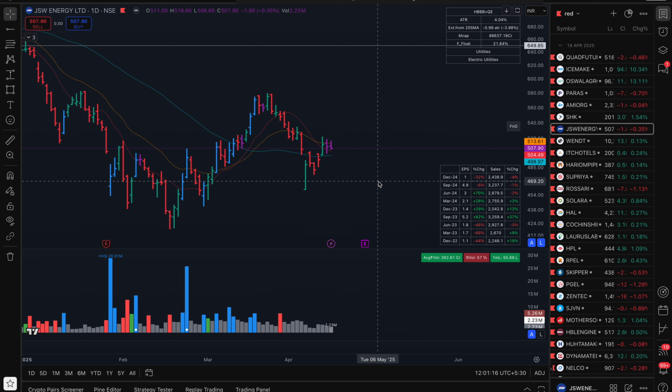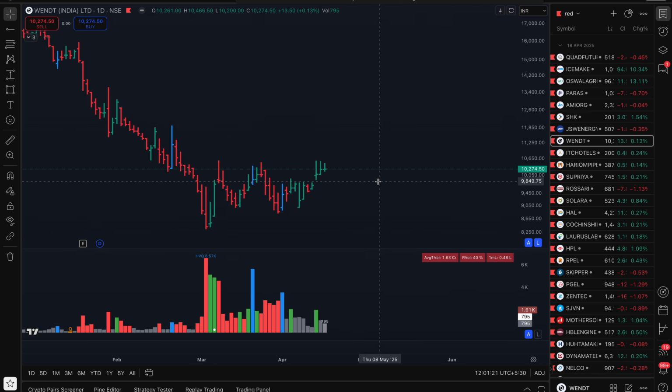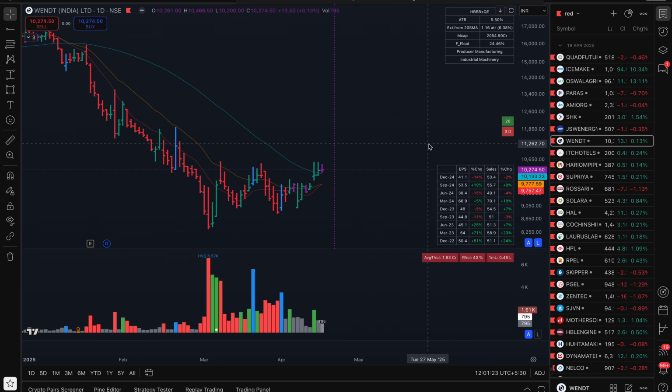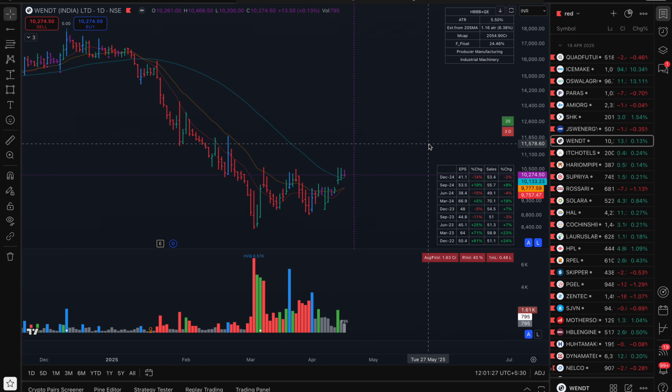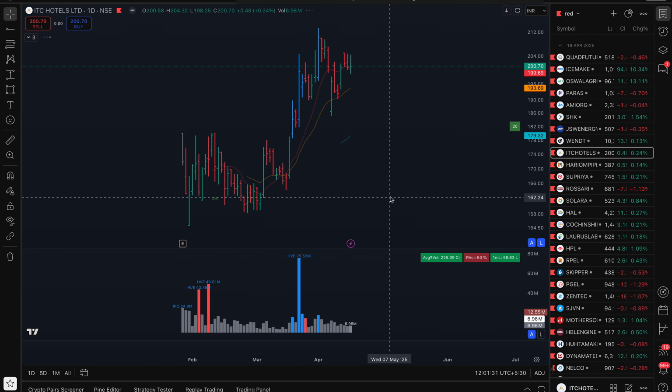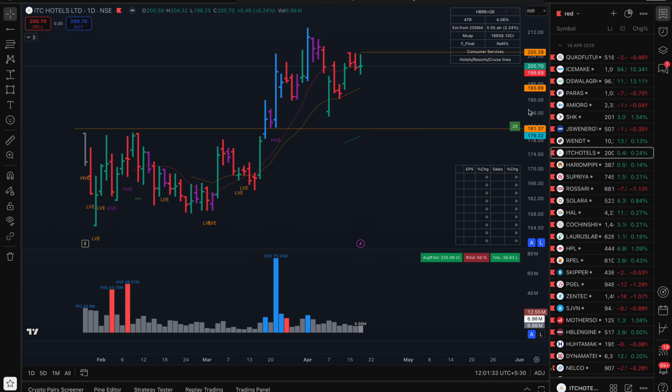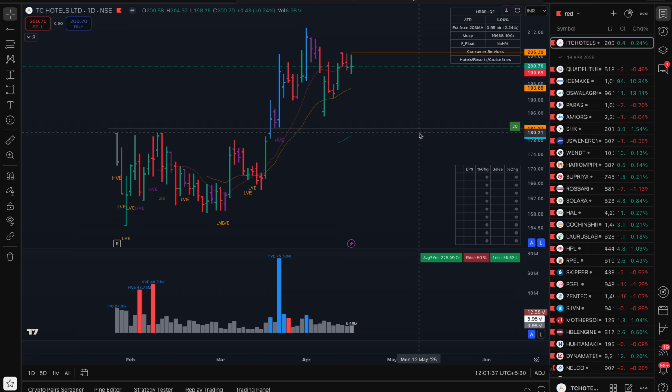Now it depends on you if you want to trade these names or not. I'm just going through a list of names which are tradable. Okay, so Wind, again very similar, reversal base and an actionable pivot there. ITC Hotels, now this is a better one, so I believe this would be something worthy of being an actionable setup the next day.